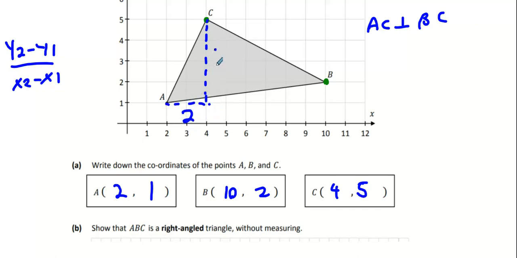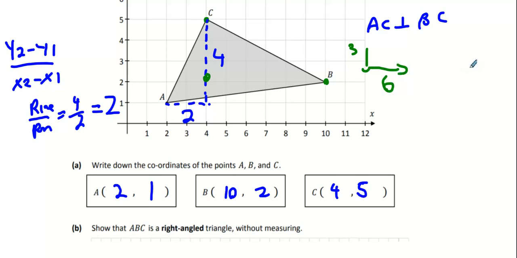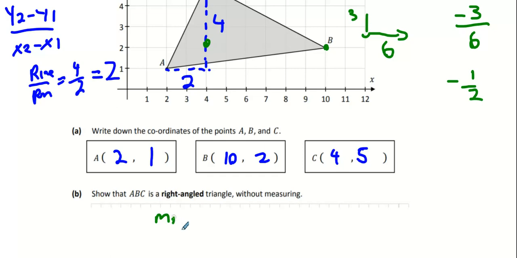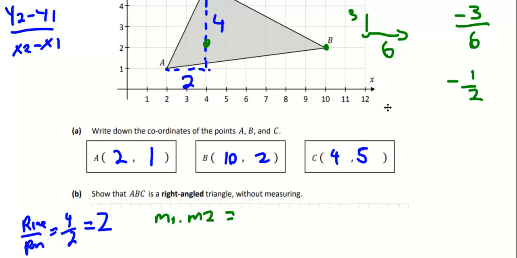2 across, 4 up. I'm going to do rise over run, which is 4 over 2, which is a slope of 2. And for the other one, down 3 across 6, so a rise of -3 and a run of 6, which is a slope of -1/2. Now to prove that they're perpendicular, we need to write down m1 multiplied by m2 equals. I need to have all this workings down here by the way.